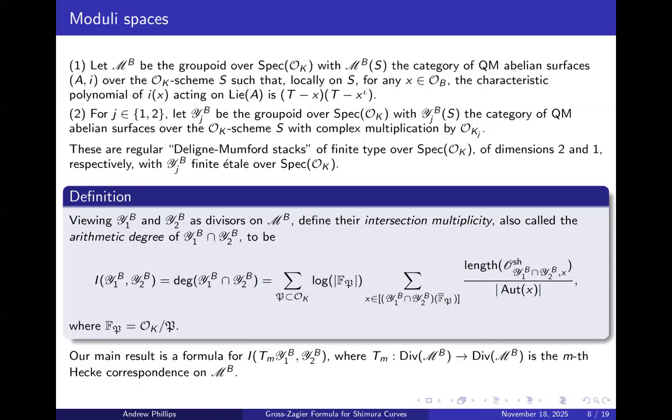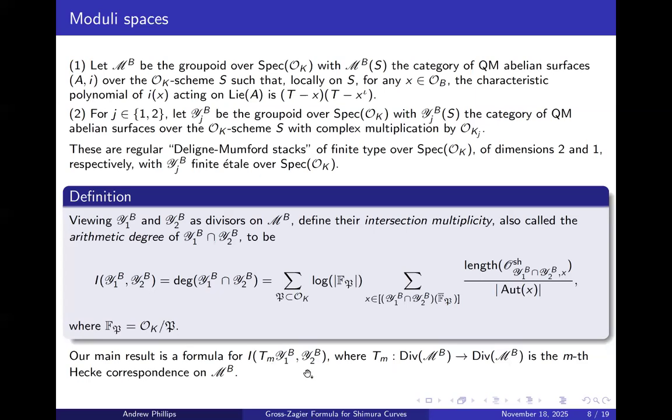We're just projecting onto the A1 and A2. If you take a divisor on MB and you pull it back and then push it forward from that moduli space of the triples, that's what this TM, this Hecke correspondence, is. Again, the actual definition is not super important.